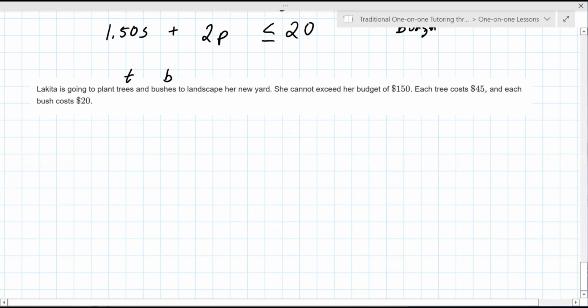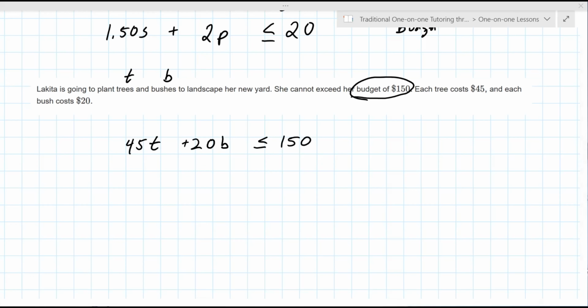Okay, so what is the number that goes with T? 20. 45. Oh, I got mixed up. 45T. And what is the number that goes with B? 20. 20B. And it's a budget problem. We already said that budget problems are generally less than or equal to something like that.